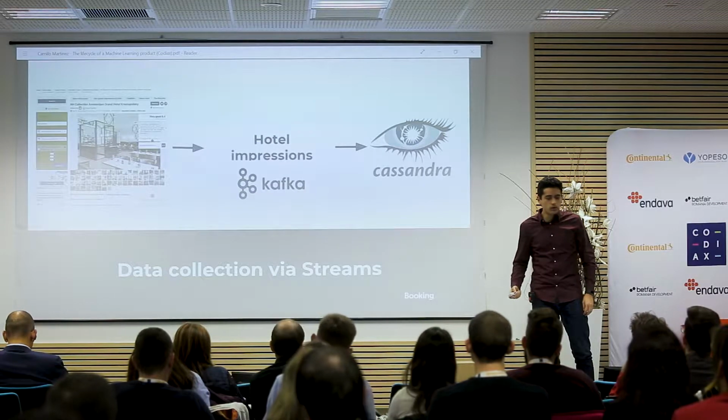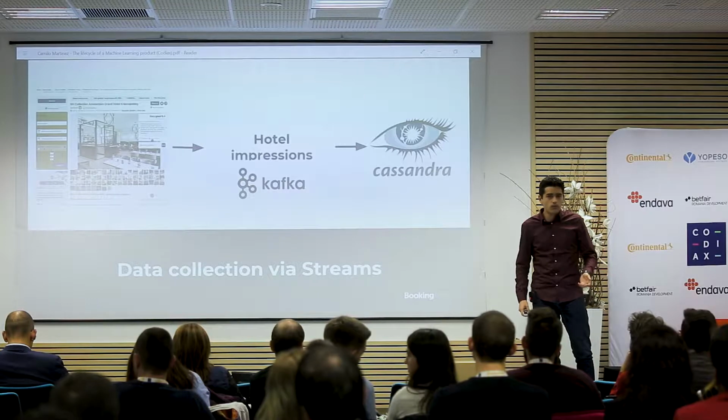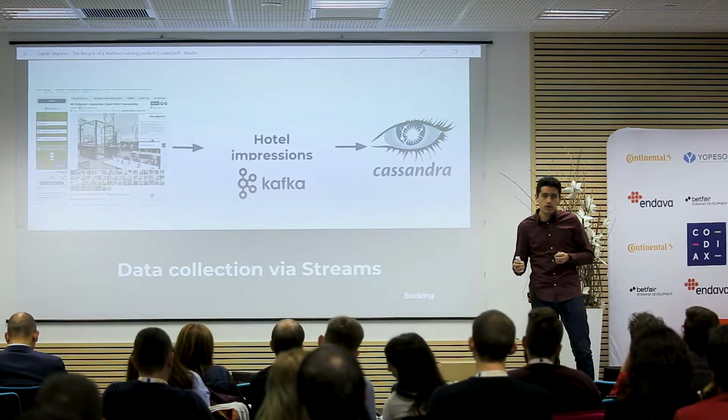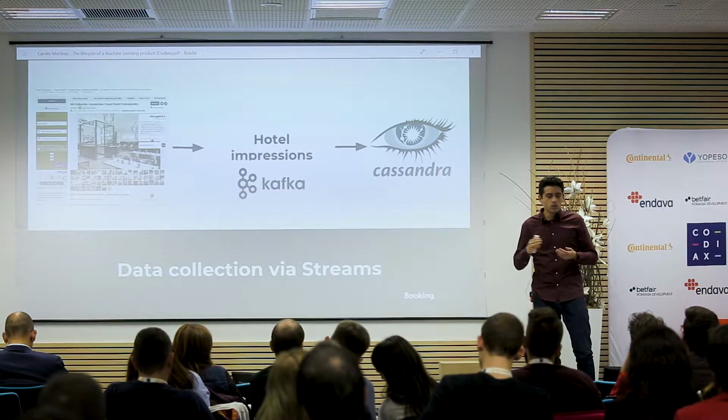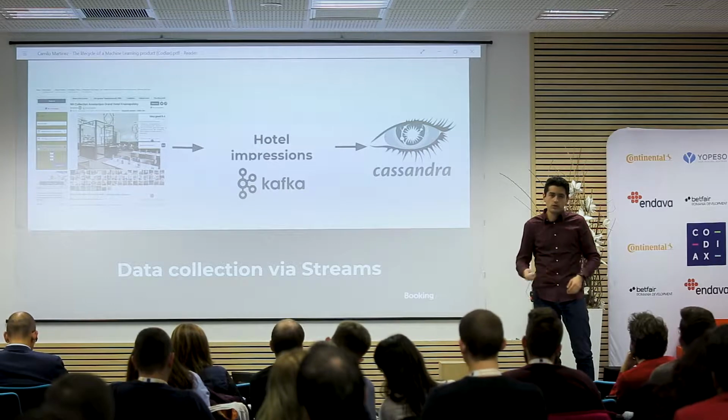And something that we use there is Kafka as a streaming technology. For example, for when you see a property, we will have a hotel impression Kafka topic, and then this will eventually be dumped into a Cassandra database where we could easily retrieve this data from.